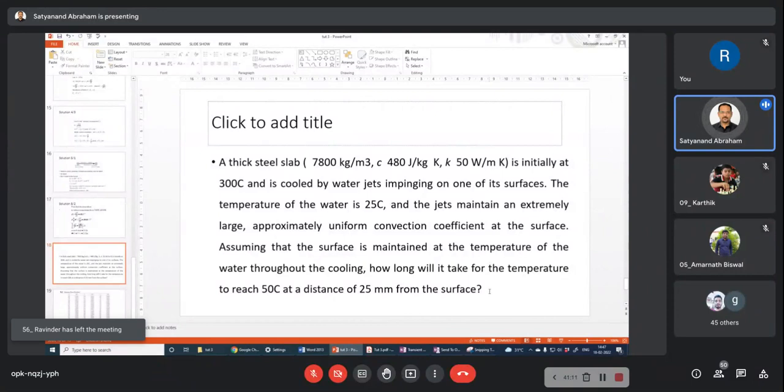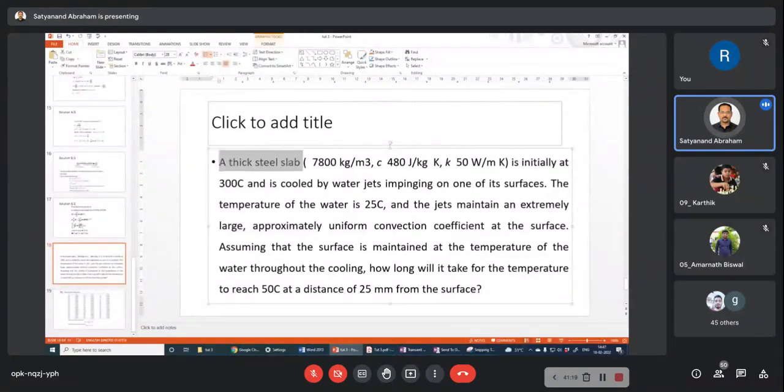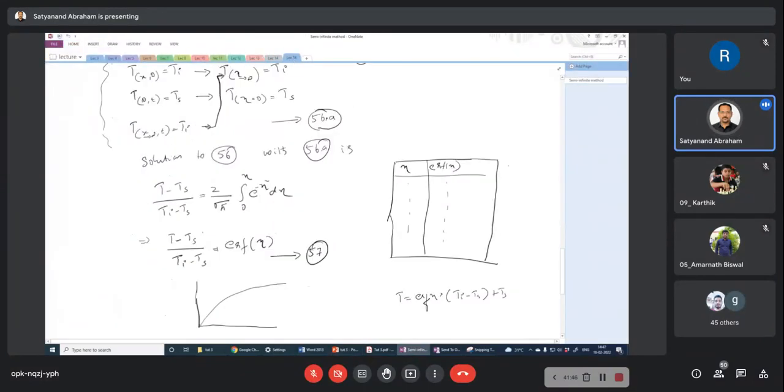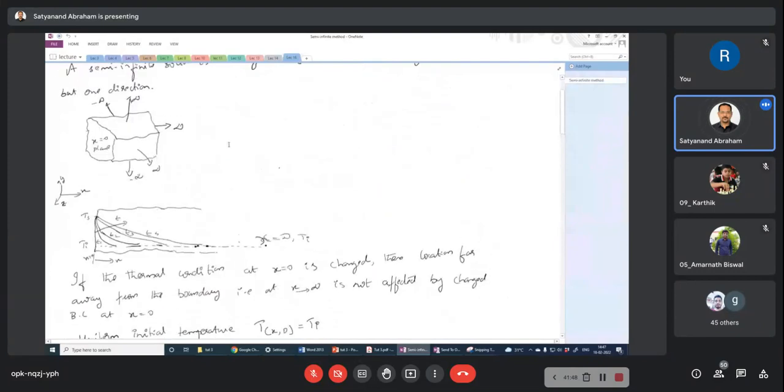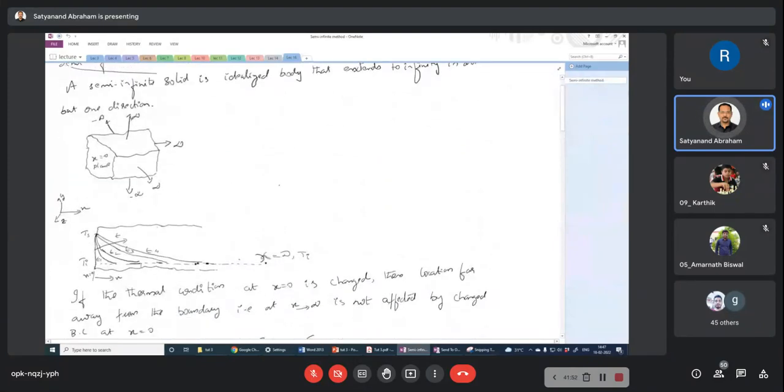So it needs to be either the finite method, which we didn't see, or the semi-infinite approximation. The clue is that it is given as a thick steel slab. A thick steel slab means that its thickness is very large, so it can be considered as a semi-infinite method. Since the clue is there, thickness is given, you can take it as a semi-infinite approximation with a constant surface temperature.